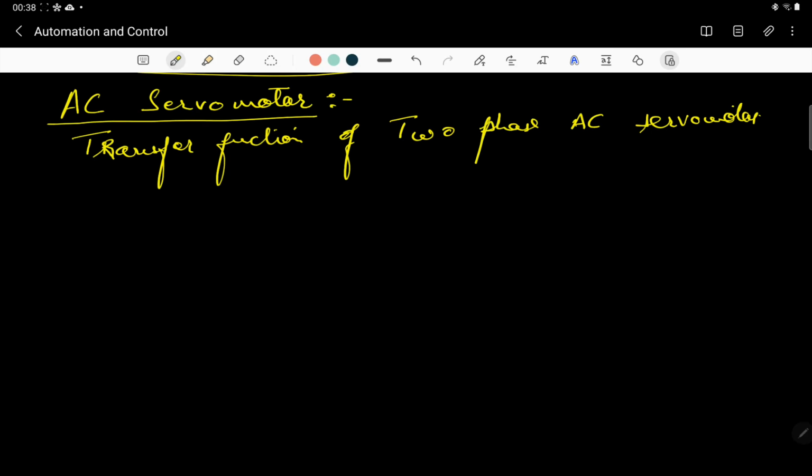In which we are going to relate the angular shift in the shaft, that means theta m, and the input control voltage, that is VC. So we are going to derive the transfer function using this input and the output. All right, so let's move further.